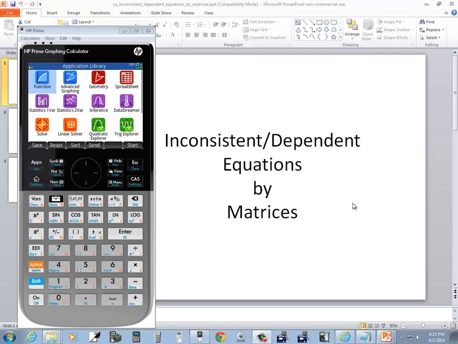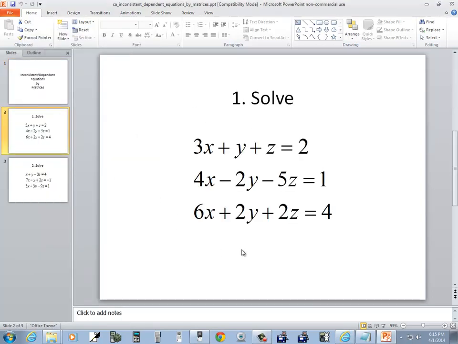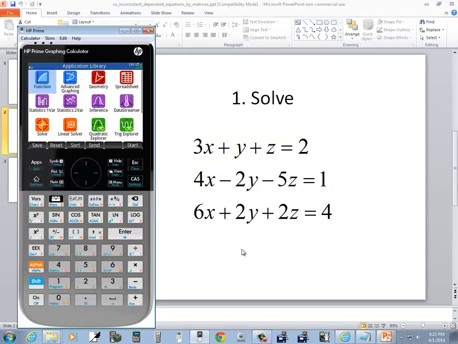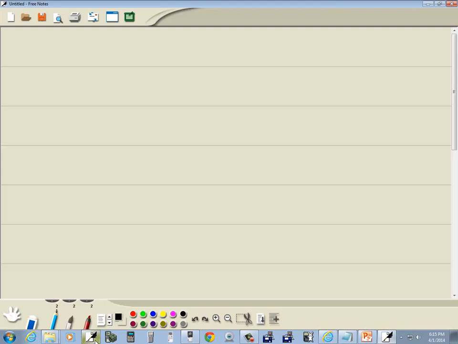Let's take a look at inconsistent dependent equations on the HP Prime by using matrices. Okay, we got a system of equations here. Let me write them down on, well, I suppose it helps if I bring my tablet up. There we go.